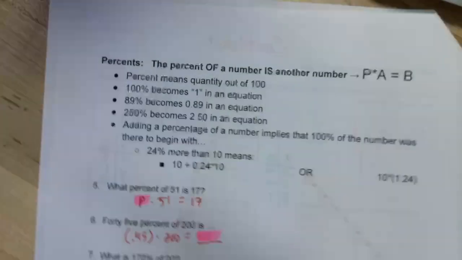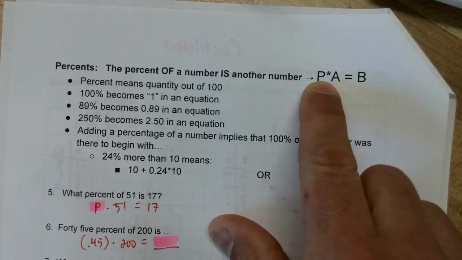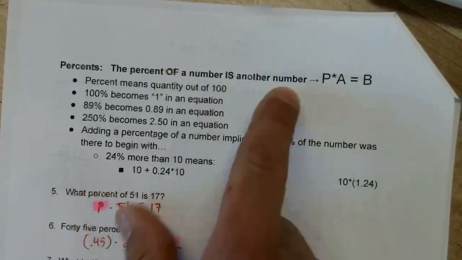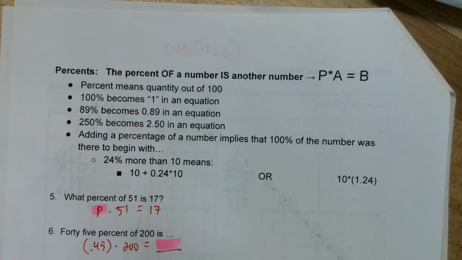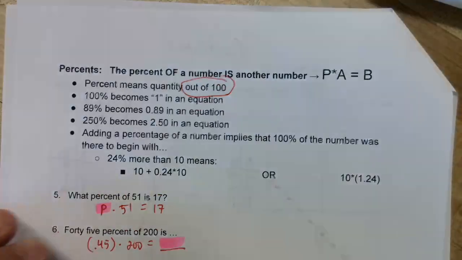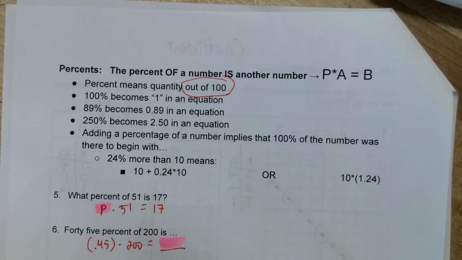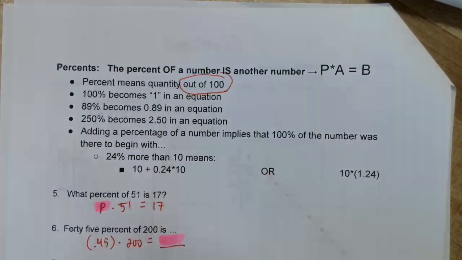Okay. Look at the next page. Now I've done part of this to expedite this process, but I did put some notes up here to remind you of the way we did percentage problems. Percent of a number is another number. I mean, that's just kind of the outplaying of that. Percent means quantity out of 100. Okay, so by definition, 25% is 25 over 100, or 25 out of 100 as a fraction. 100% is a 1.